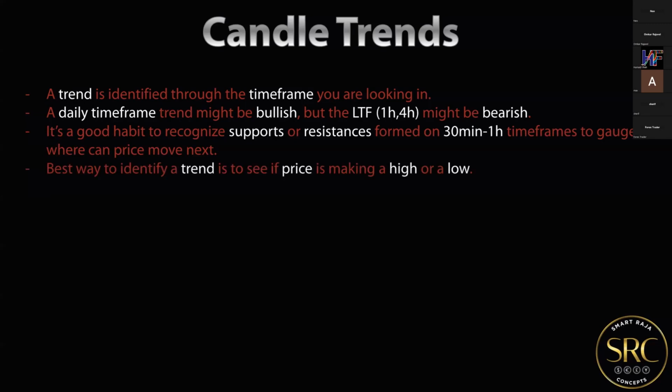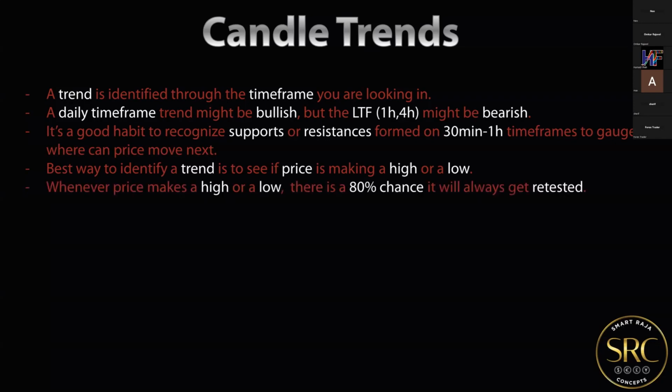right? Best way to identify a trend is to see if price is making a high or a low. That's it. The whole idea about trends is for candles to make higher highs, higher lows, or lower highs. That's the whole idea. There's nothing more to that. Whenever price makes a higher high or low, there's an 80% chance that high or low will be retested.